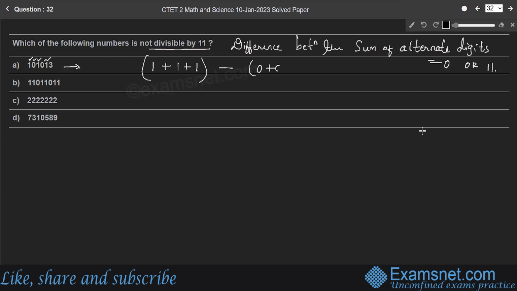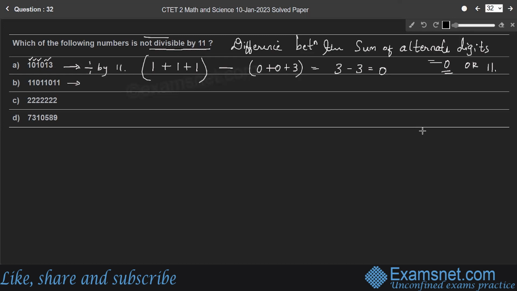So 0 plus 0 plus 3, which is equal to 1 plus 1 plus 1 is 3, minus 3 is equal to 0. So the difference between the sum of the alternate digits is equal to 0. Therefore, the first number is divisible by 11, right? Here the question is, which of the following numbers is not divisible by 11? So the first number is divisible by 11.